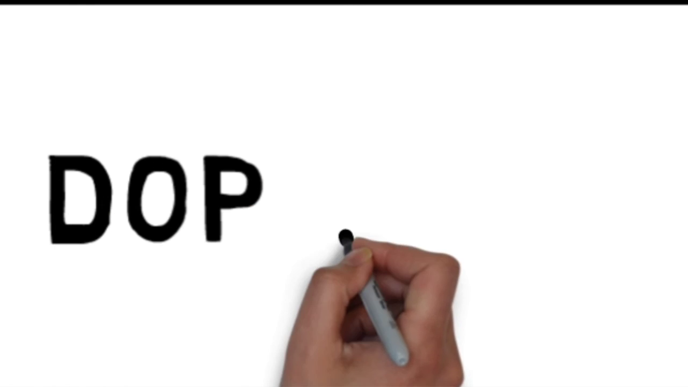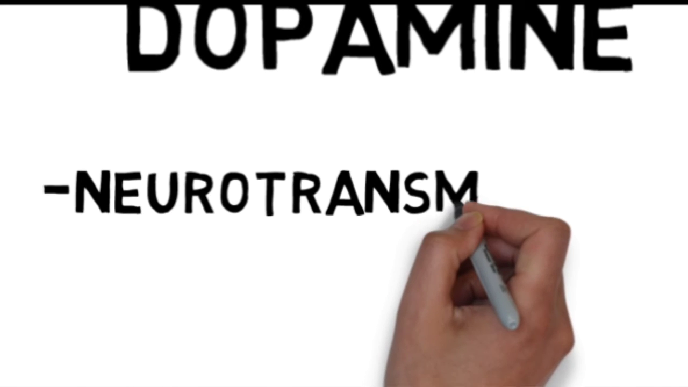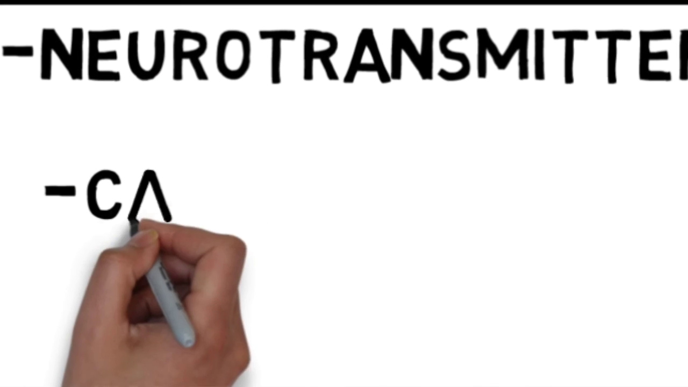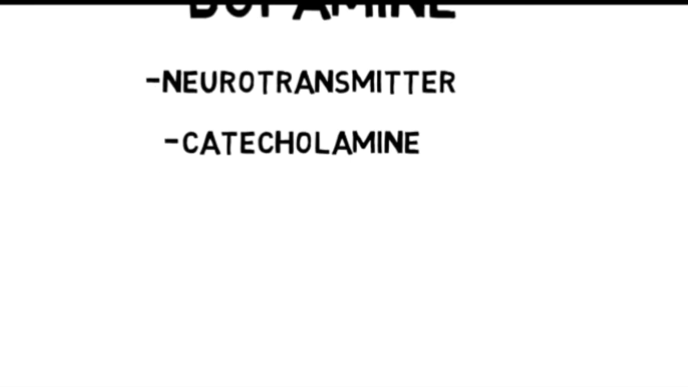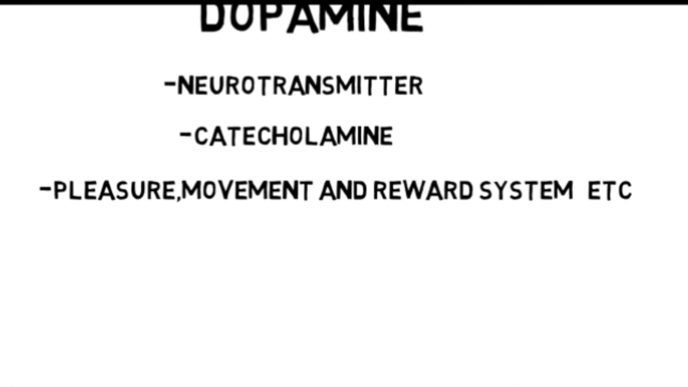Now let's discuss something about dopamine. Dopamine is a neurotransmitter. It is structurally a catecholamine. It is responsible for some functions like pleasure, movement, reward system, etc.